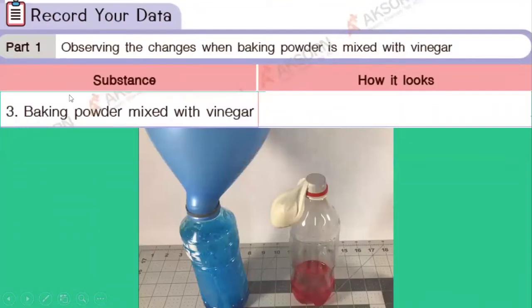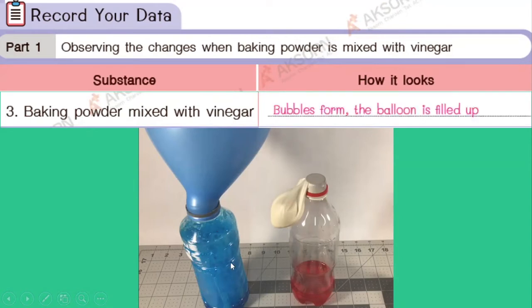All right. Substance number 3, baking powder mixed with vinegar, okay? When we put baking soda inside our bottle with vinegar, we can see that many bubbles form, and the balloon inflated because of this chemical reaction, right? So how does it look? Bubbles form. We have many bubbles there. The balloon is filled up, all right?